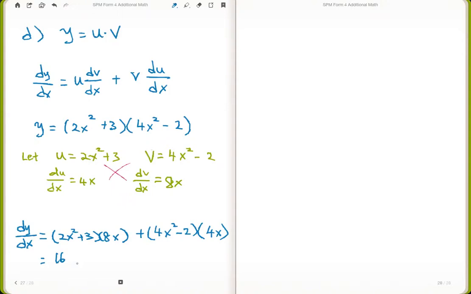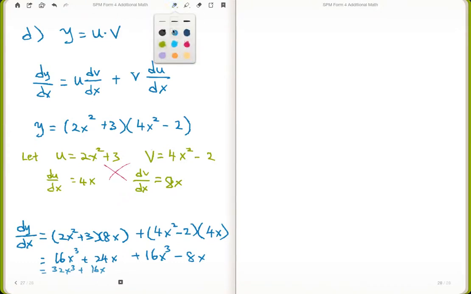16x cubed plus 24x plus 16x cubed minus 8x, and then the answer would be 32x cubed plus 16x. That should be the final answer. I accidentally drew this. This is du dx. So, I need to apply a little bit more pressure on my eraser.